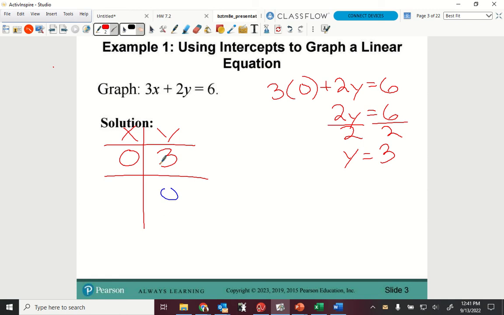Since I have the opportunity to change colors to make it all color coordinated and pretty, I'm going to do that. Not that color, because I don't like that color. That color. So now I'm going to do it again, but this time I'm going to replace the y with 0. 3x plus 2 times 0 equals 6.